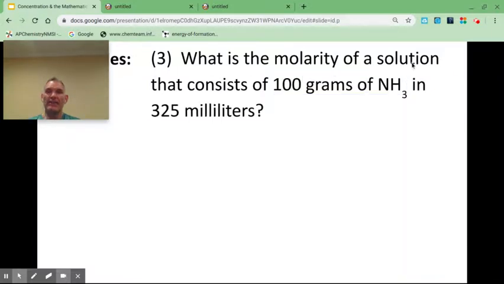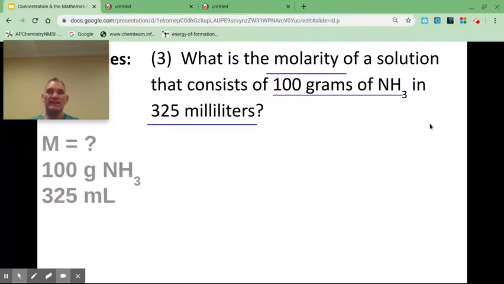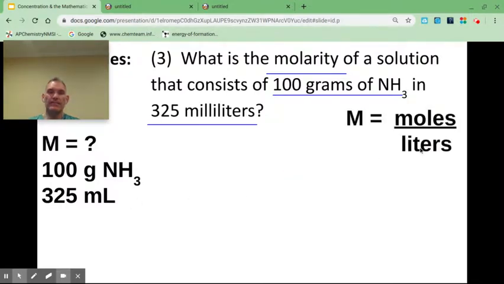What is the molarity of a solution that consists of 100 grams of NH3 in 325 milliliters of water? So I'm going to underline molarity, 100 grams of ammonia, NH3, 325 milliliters. I want to write these things out. Molarity is what I'm looking for. Ammonia grams, NH3 is what I have, 325 milliliters. I know my formula.